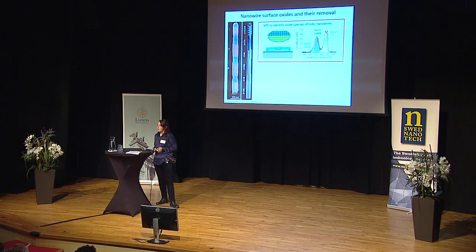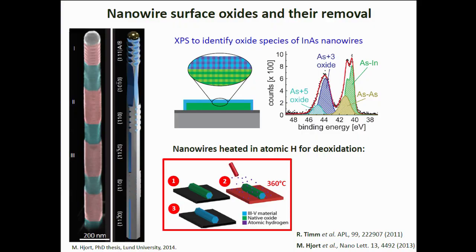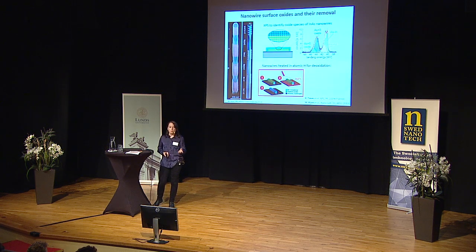Furthermore, we can continue these oxide studies and look at different processes with the synchrotron. We can take the nanowires in the chamber where we're performing the synchrotron experiments, heat them up to elevated temperatures and expose them to hydrogen gas. This removes oxide from the surface of the nanowires, and when we perform our XPS measurement once again, we can watch as those blue oxide peaks completely disappear.